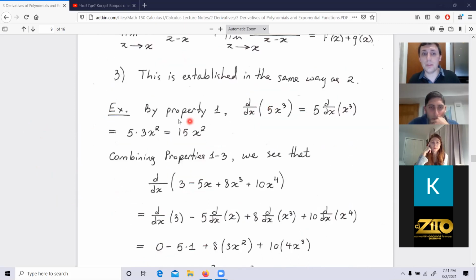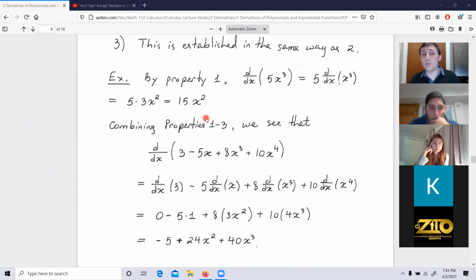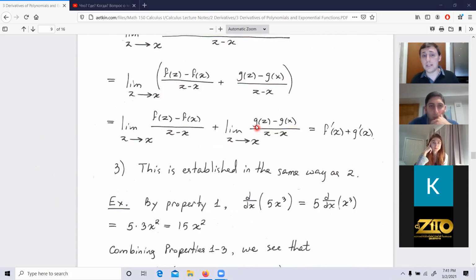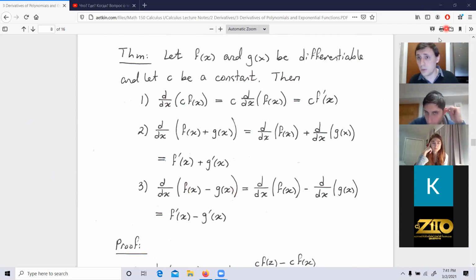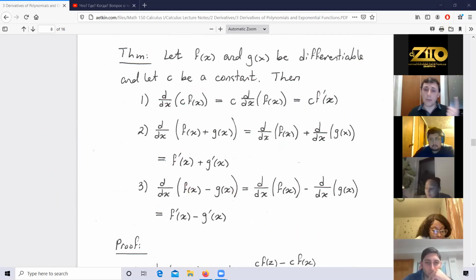Here is that property. Property 1, scalar multiple. Combining properties 1 through 3. Property 3 is the same with subtraction. It's not even necessary to write it as a separate process, because subtraction is multiplication by minus 1. It's addition with minus 1 multiplying this thing, right?